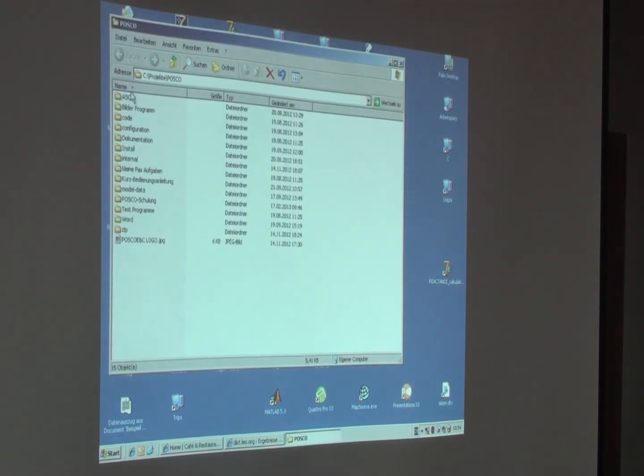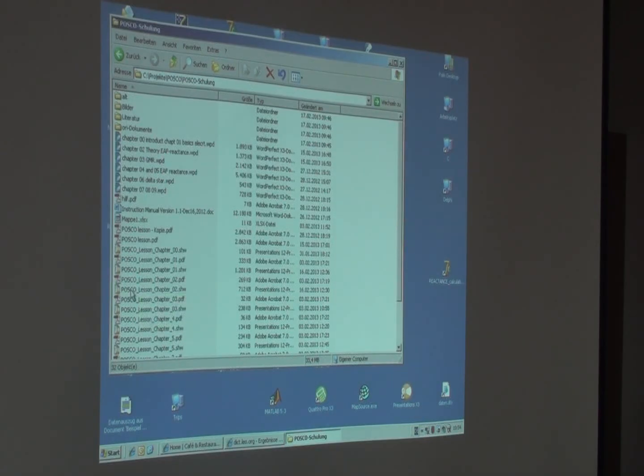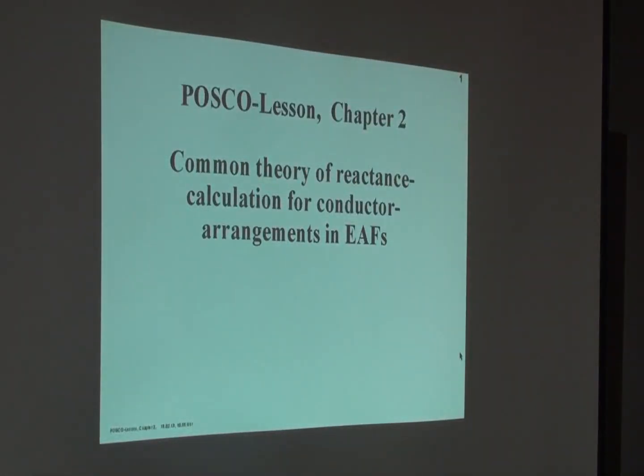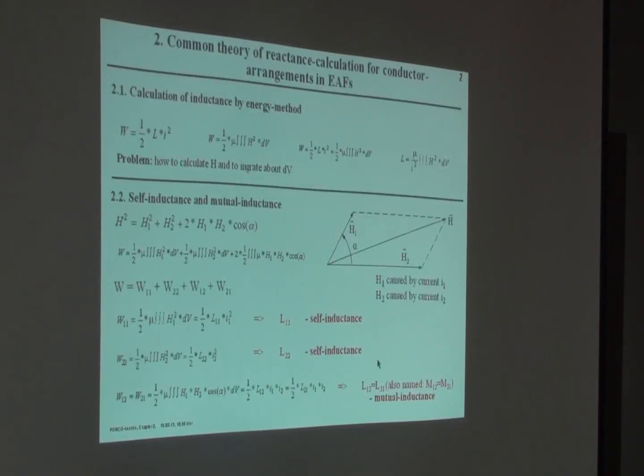Phosphor lesson, it means chapter 2. So, chapter 1 was normal theory of electrical engineering. Chapter 2 is the theory of reactance calculation for conductor reinforced reactance. We have two parts in this chapter, some red and some black. The black is theory, the red one is again the common what we have to do.